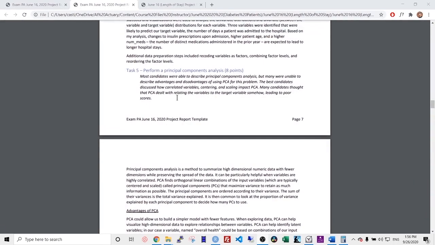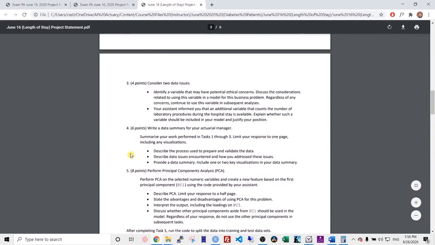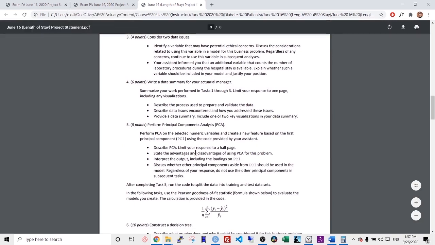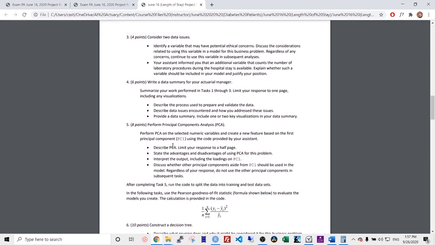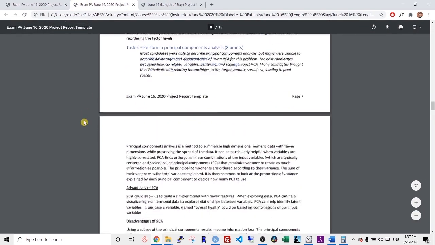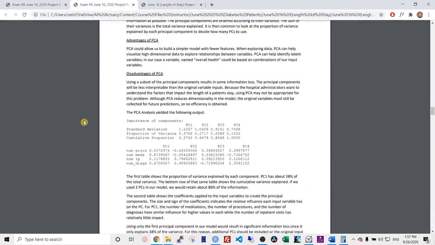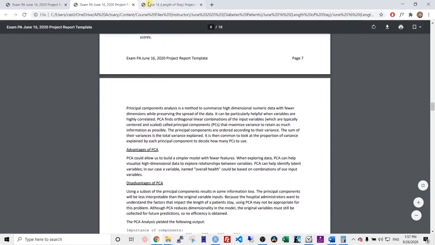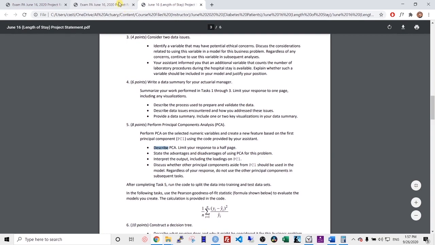Task 5 for principal component analysis was somewhat confusing. In the problem statement, it said, describe PCA and limit your response to half a page. However, it's unclear as to whether this was referring to the length of the total response or just to the length of the description of PCA. Now, if you look at the SOA's answer, you'll see that their total answer is more than an entire page. So it seems like this is really just referring to the description of PCA.